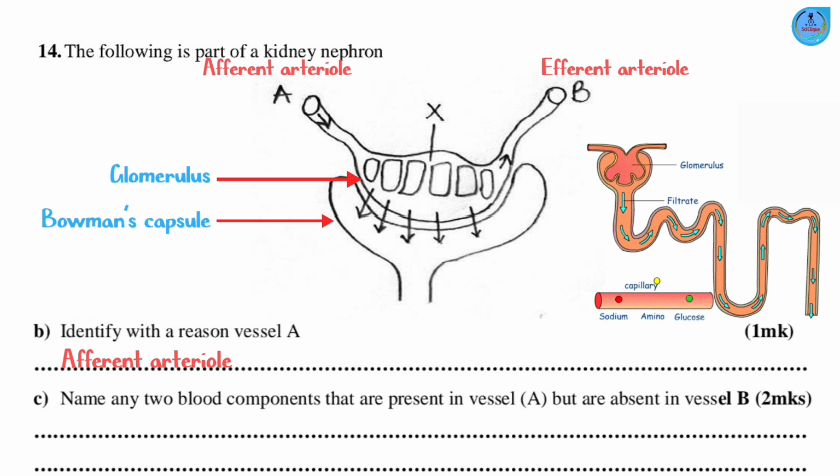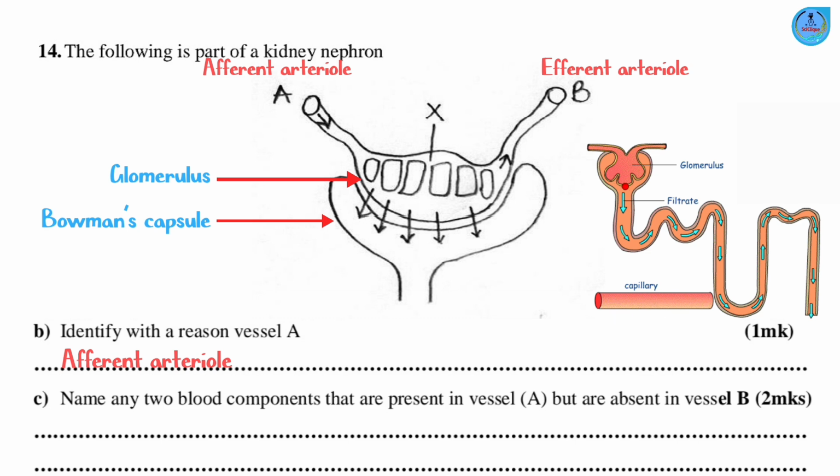But I'll be honest with you. I cannot tell from this diagram that there's a difference in the width between the two. They just look the same to me, okay? If you can spot a difference in the width of A and B, kindly let us know in the comment section. So as of now, we are going to stick with the direction of the blood flow.